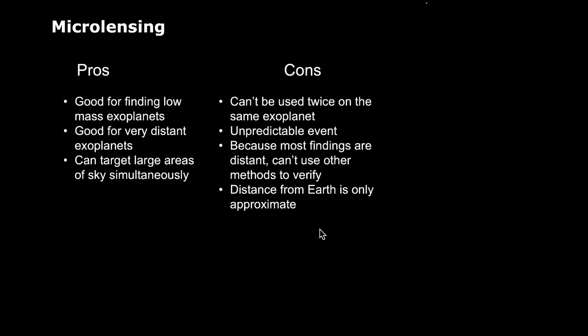This method is very good for finding low-mass exoplanets, which are hard to do. It's also very good for very distant exoplanets, and you can look at large areas of the sky simultaneously. But you can't use it twice on the same exoplanet. They're very unpredictable. And because most findings are very far away, you can't use other methods to verify them.